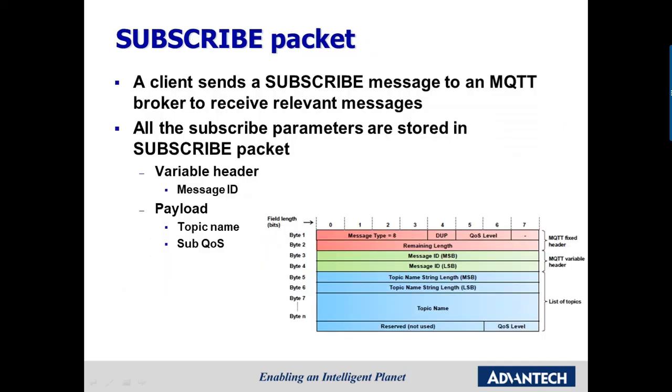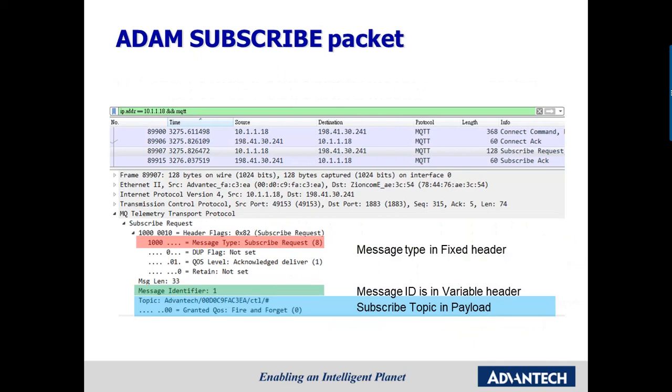A client can send a subscribe message to the MQTT broker for receiving relevant messages. The subscribe topic name and the QoS setting can be seen in this packet. As you can see here, the subscribe topic of ADAM is Advantech, MAC address, and hashtag.